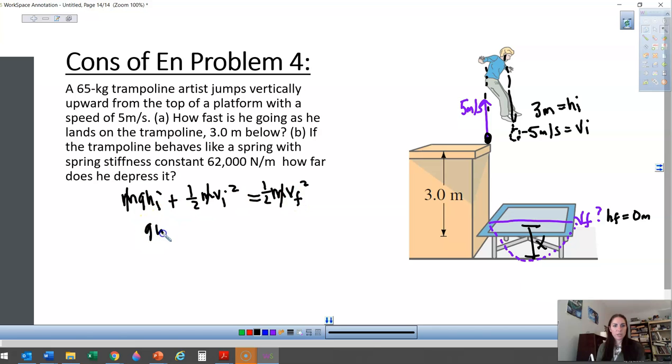Then I can go ahead and solve for the final. So gH_i plus 1/2 v_i squared equals 1/2 v_f squared. I can multiply 2 on both sides to get rid of that half, so it looks like this.